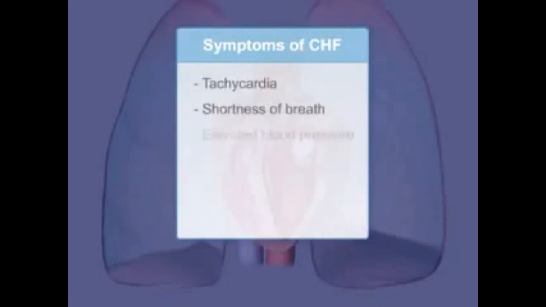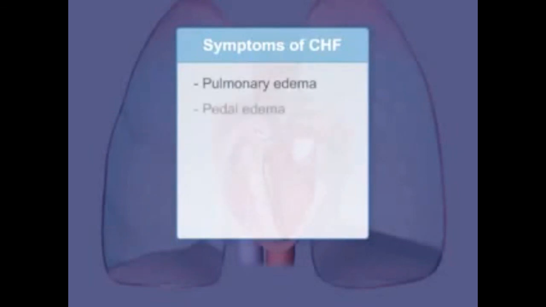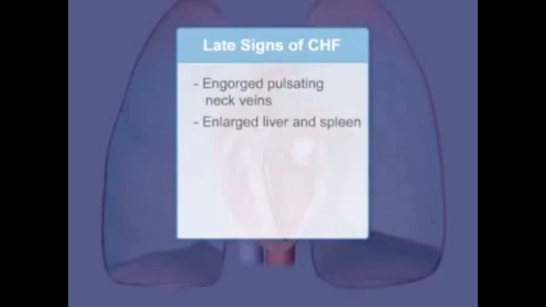The symptoms of CHF may include tachycardia, shortness of breath, elevated blood pressure, cyanosis, profuse sweating, cool and clammy skin, pulmonary edema, pedal edema, or the coughing up of frothy white or pink sputum. Late signs include engorged pulsating neck veins or enlarged liver and spleen with abdominal distension.